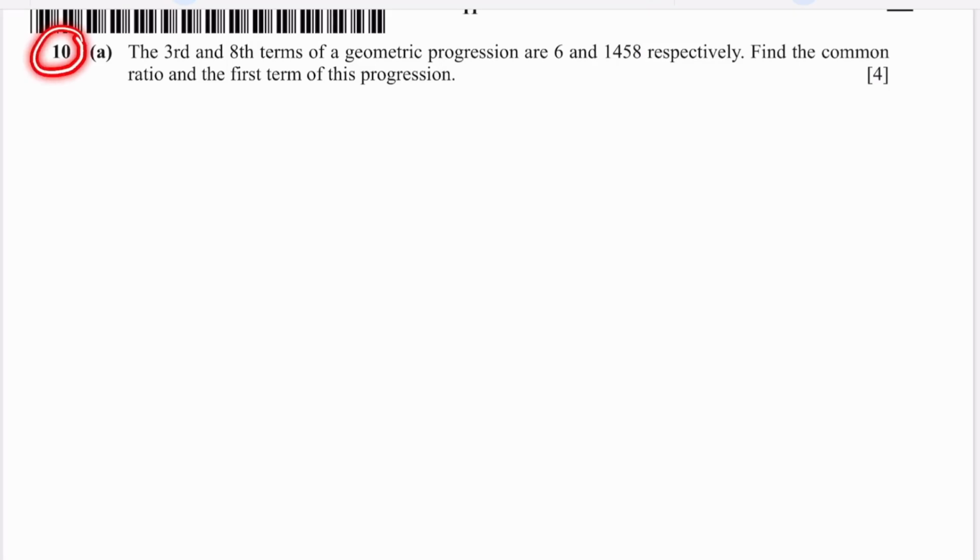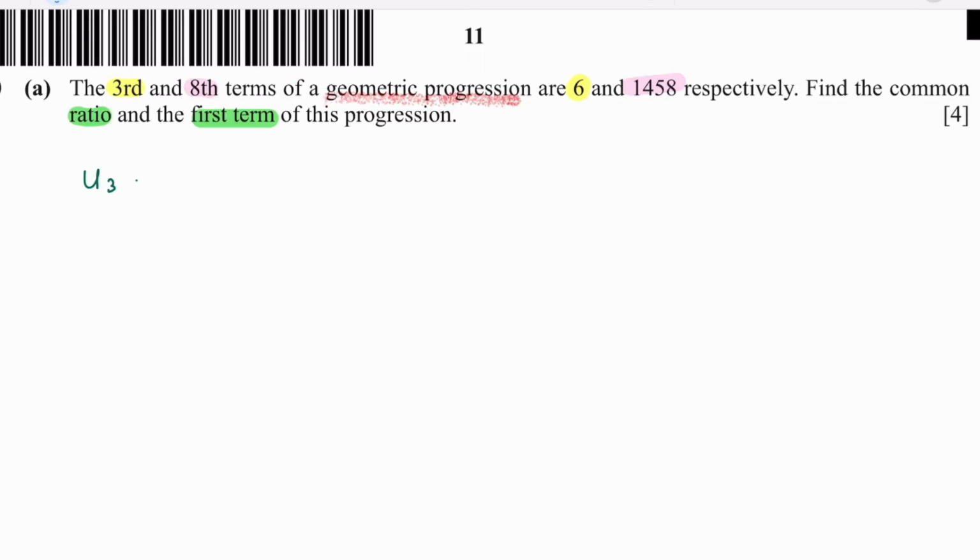Question number 10. The third and the eighth terms of a geometric progression are 6 and 1458 respectively. Find the common ratio and the first term of this progression. U3, term number 3, is equal to 6. U8 is equal to 1458. We need to find A, the first term, and R, which is the ratio.